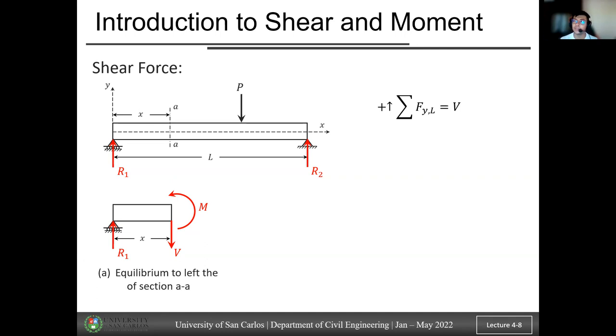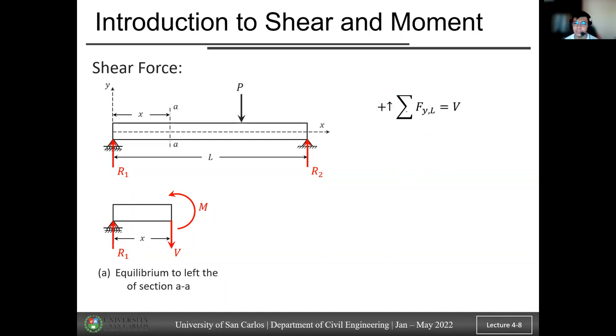And the importance of this one is the distribution of shear all throughout the span of the beam and also for the moment as well. So you're going to have a diagram where you can see the distribution of the shear force throughout the beam, and also a diagram for the moment that spans throughout the beam also. So you can explain the behavior of the shear and moment through the diagram.